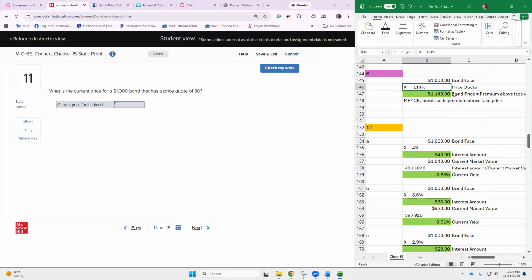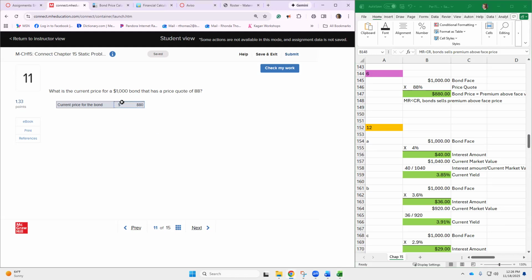So let's put this in here. If you have a $1,000 bond times 88%, then the price will be 1,000 times 88%, which is $880. Okay, so that particular bond is selling at a discount.